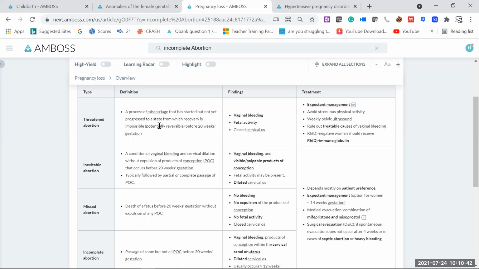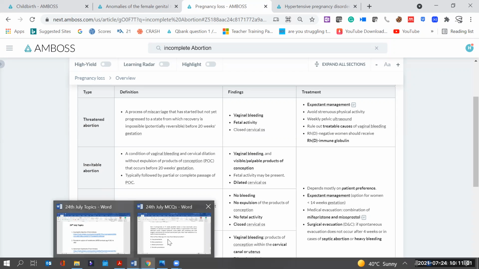In case of incomplete abortion, we don't have anything in our hands because the baby has already gone. Some product of conception has already been expelled, and the os is already open. So what we can do is help the patient remove the remaining product of conception which is inside the body. Let's have a look at the questions.